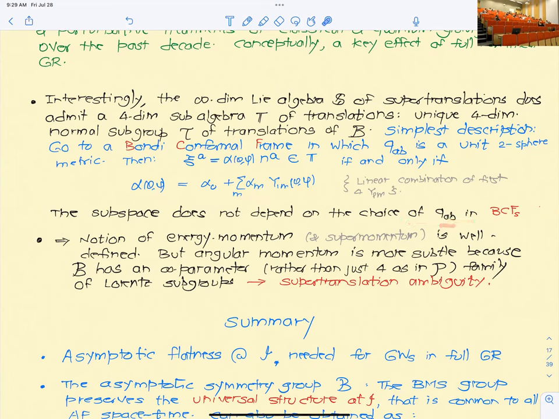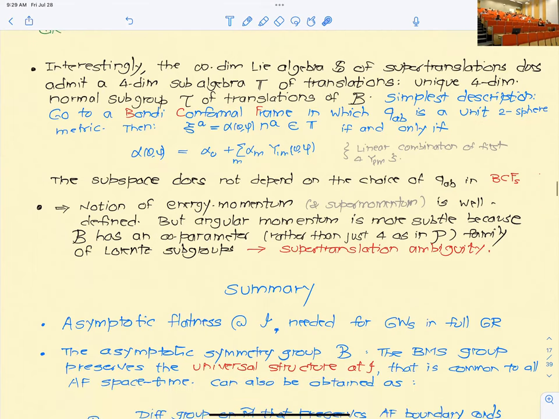of the metric, so long as the metric is in a Bondi conformal frame, that is to say a unit two-sphere metric. And the notion of energy momentum is tied with this translation group, and that of super momentum is tied with the group of super translations up here. And these are completely well defined, right? I mean, they're just obvious generalizations of what we know in Minkowski space for energy momentum of a Maxwell field or scalar field.